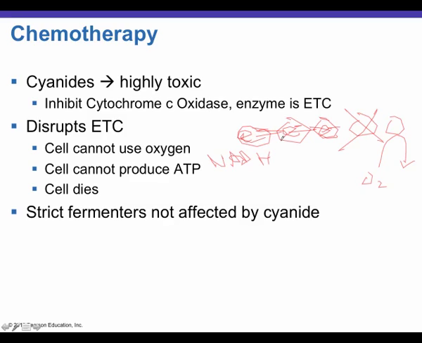Ultimately, the cell dies. Now, fermenters that do not use the Krebs cycle and the electron transport chain are not affected by cyanide. Cyanide only works on organisms that respire. So for us, highly toxic. For something like the fermenters, like yeasts, they can survive because they can survive on fermentation.